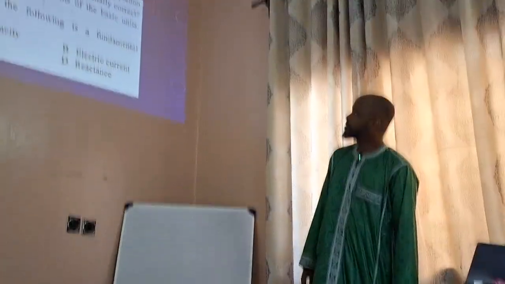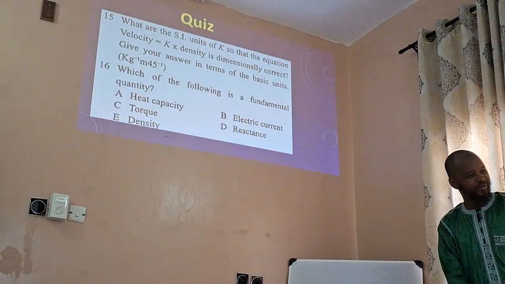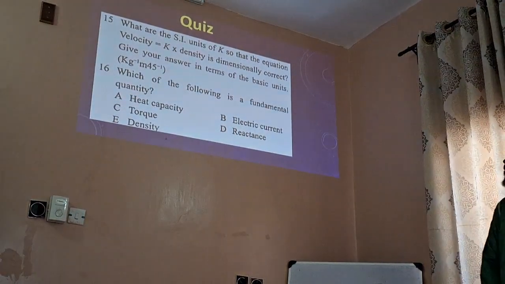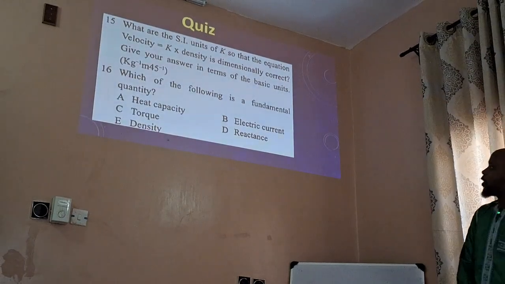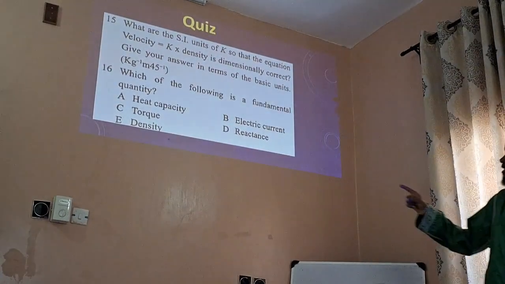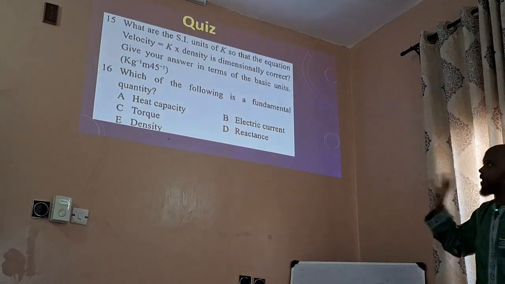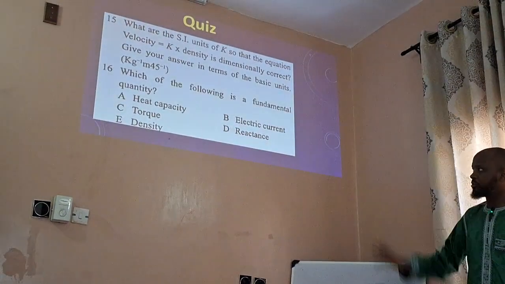Now, another quiz. This one is not complicated. What are the SI units of K, so that the equation, velocity equal K times density, is dimensionally correct? Give your answer in terms of the basic units.